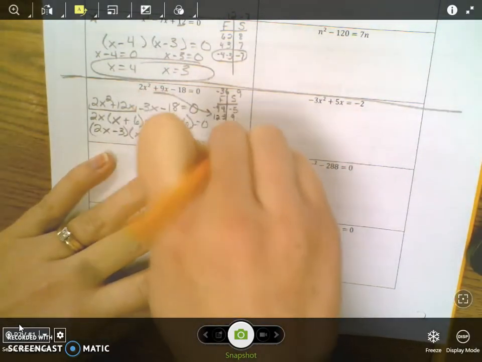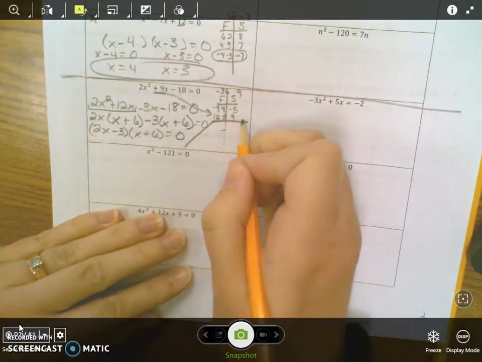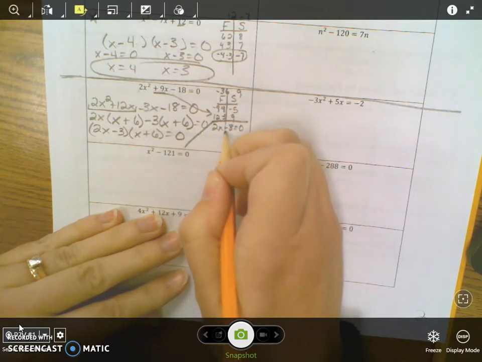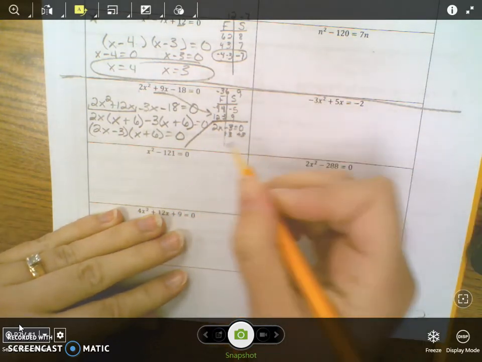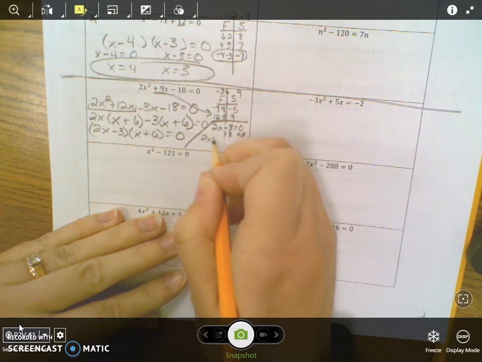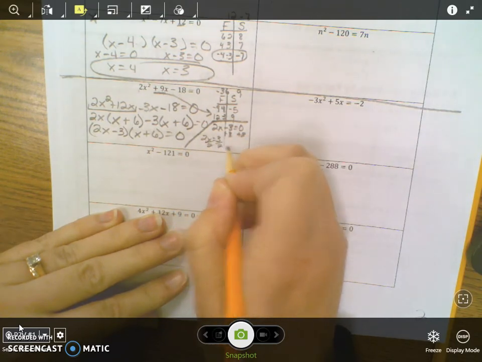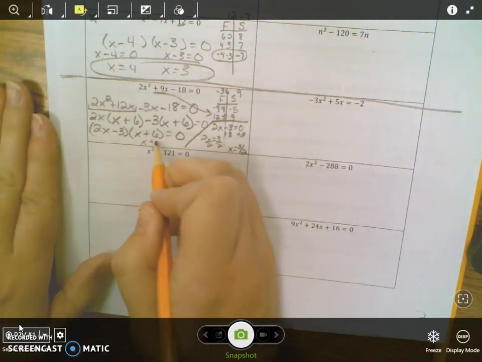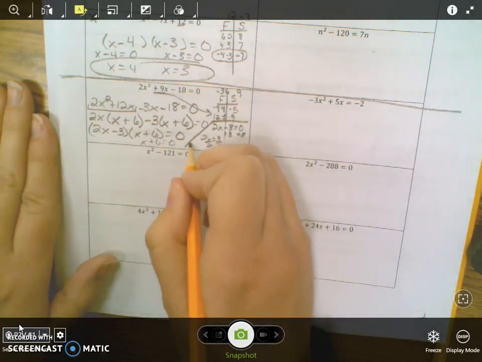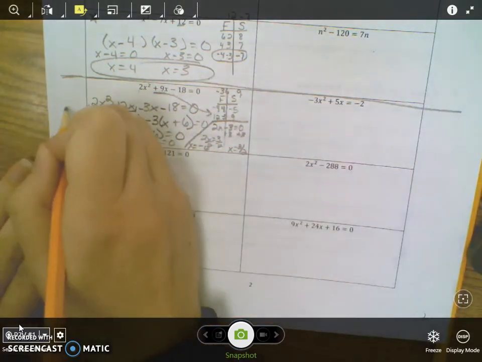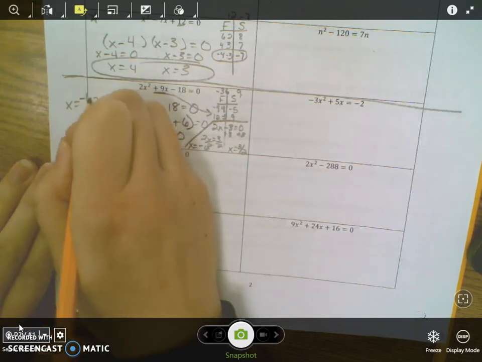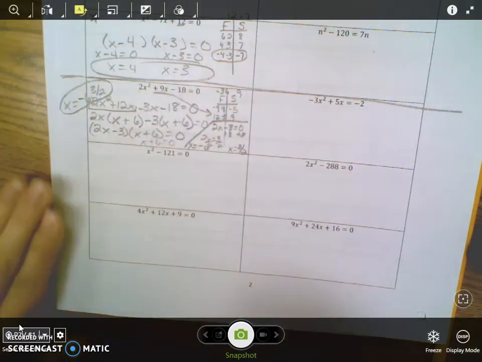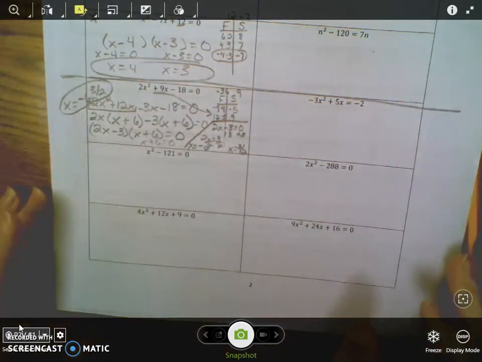So let's see, let me give myself a little more room here. So I can do 2x minus 3 equals 0, add 3 to both sides, and I get 2x equals 3. So x equals 3 halves. And then if I do x plus 6 equals 0, then x equals -6. So this one, I get x equals -6 and 3 halves. All right, let's try one more.